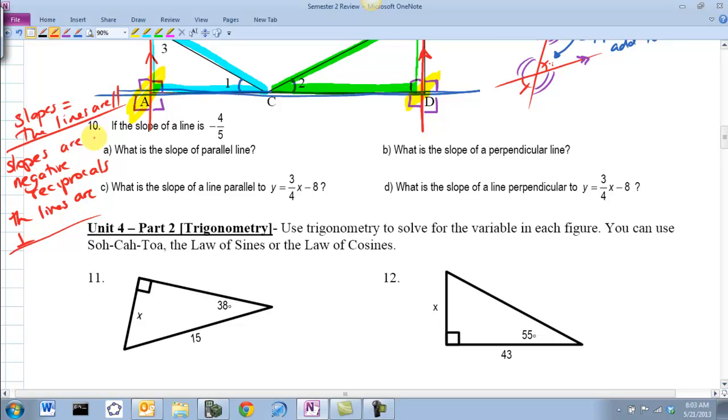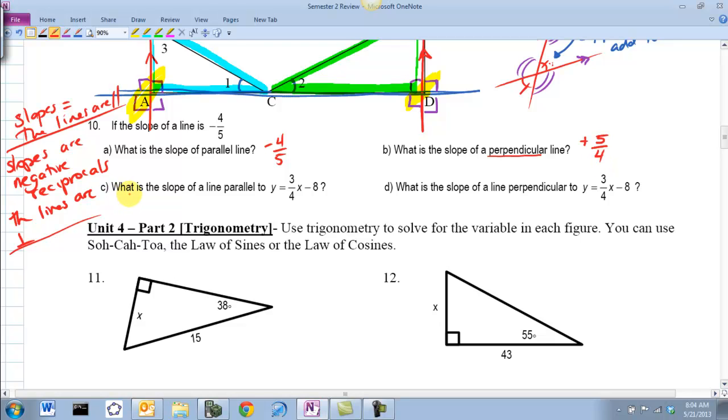So for number 10, part A, if the slope of the line is negative 4/5, then the slope of a parallel line will be, anyone? Yes, that's right, Mr. Hampton, negative 4/5, the exact same slope. For letter B, what's the slope of a perpendicular line? Well, it's got to be the opposite sign and a reciprocal. So it's not going to be negative, it's going to be positive, and it's going to be 5/4.